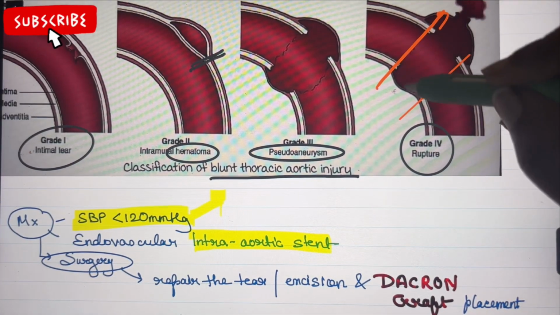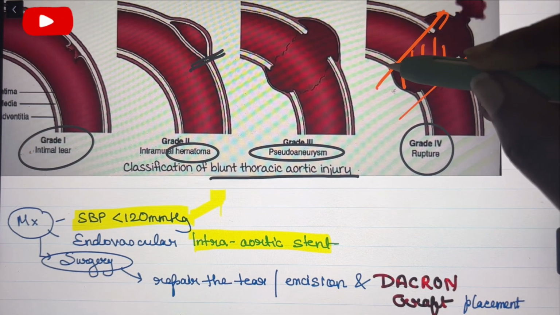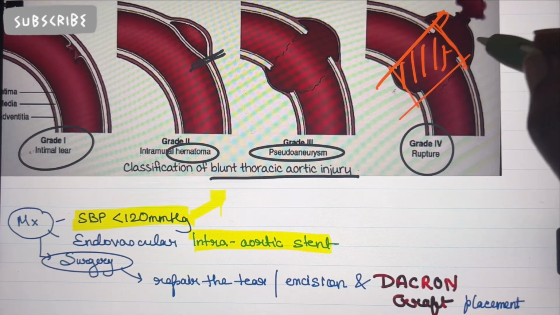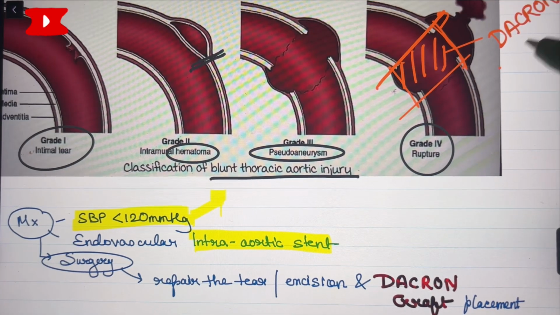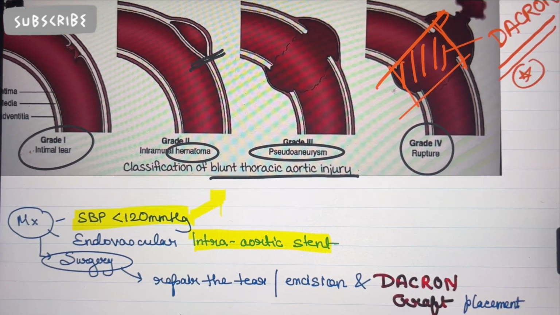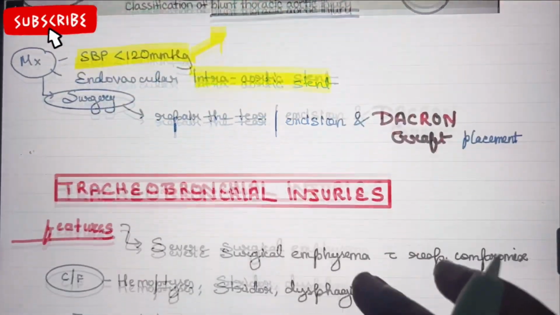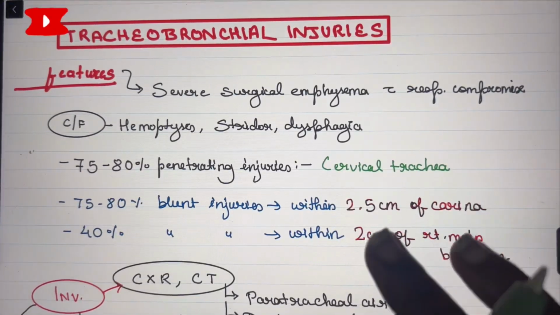And we can use a graft here to repair this. And the graft which is more commonly used is Dacron. Remember this, this is asked many times. So Dacron graft is used. Now we have to see tracheobronchial injury third.